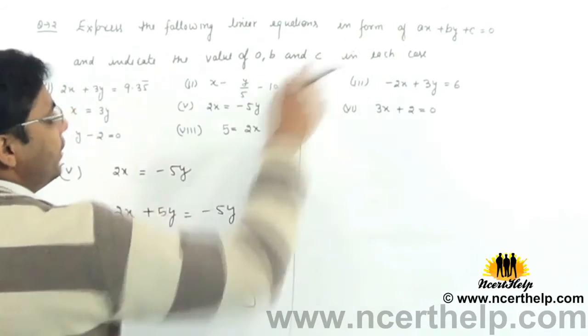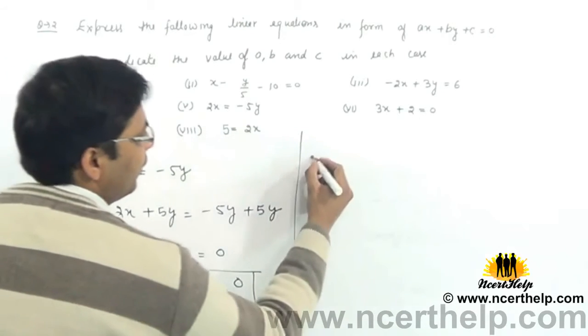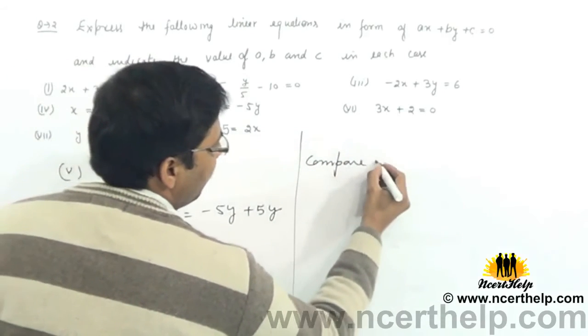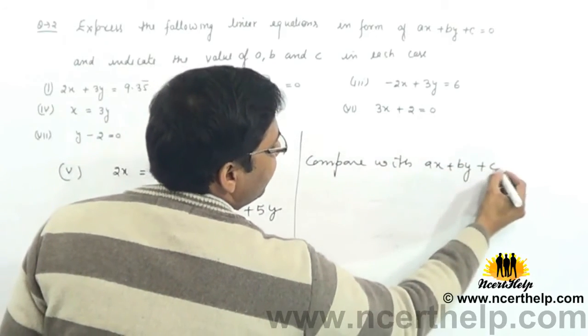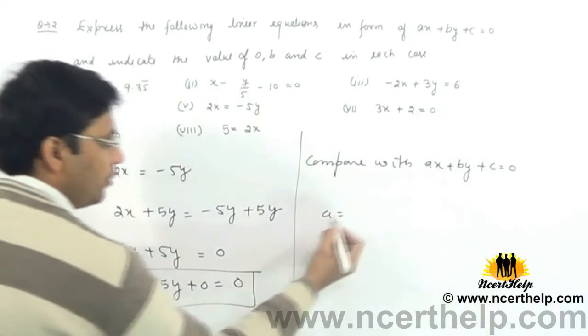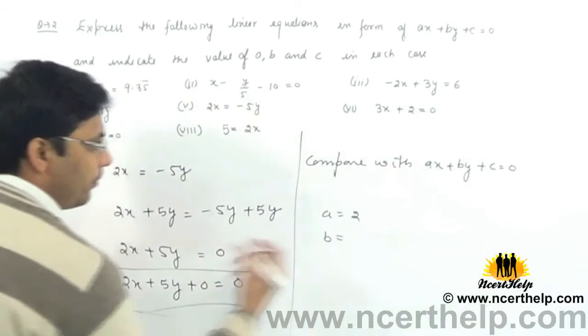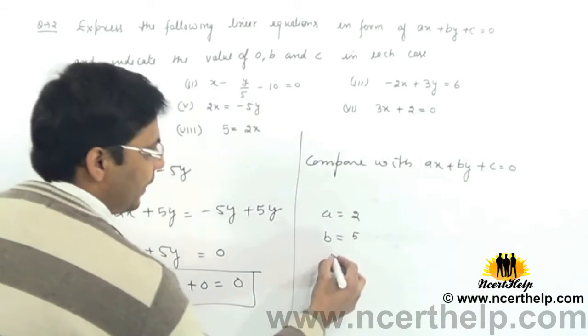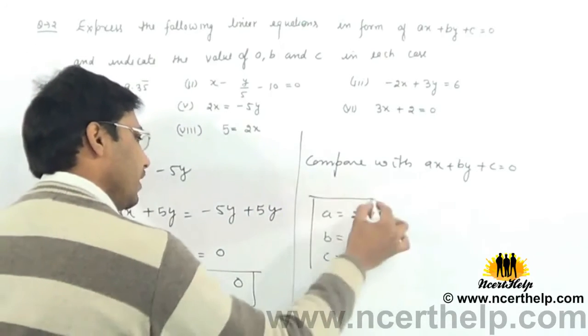Now it is in the form of ax plus by plus c. Now compare it, and when we compare it with ax plus by plus c equals 0, we will get a equals 2. What is the value of b? The coefficient of y, which is 5, so b is 5, and there is no c, so it will be 0. So this is the answer of the second part.